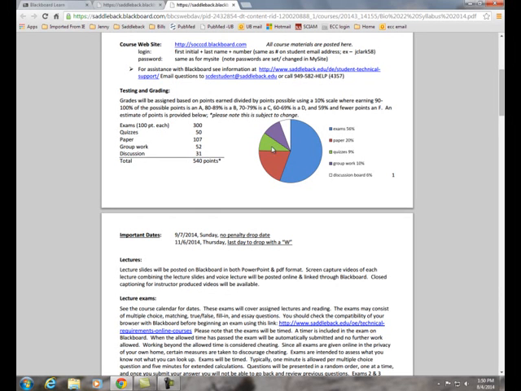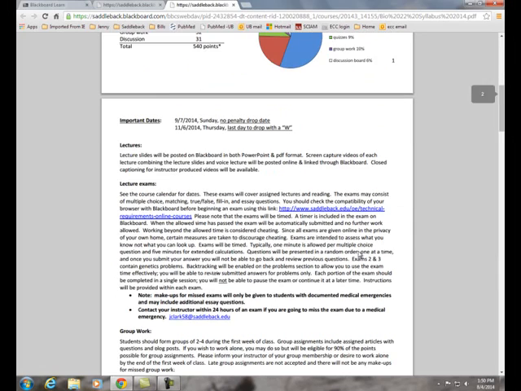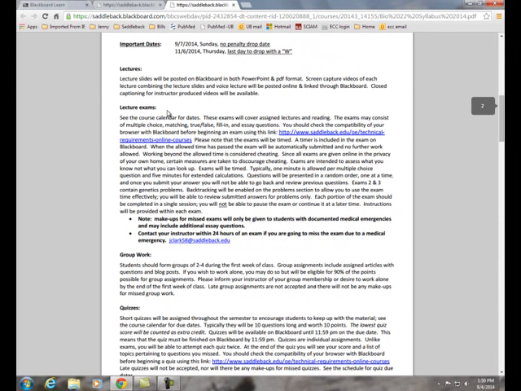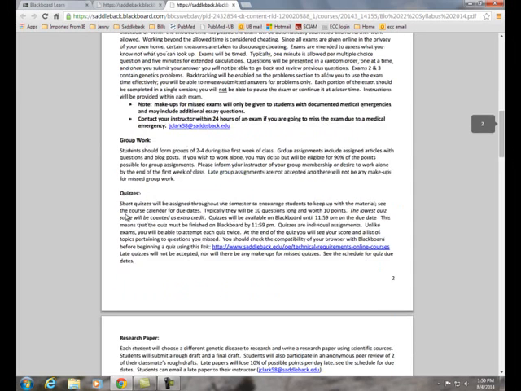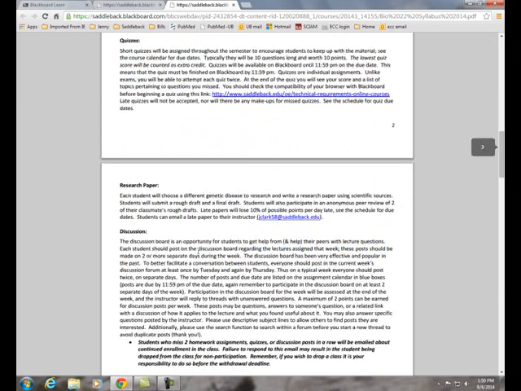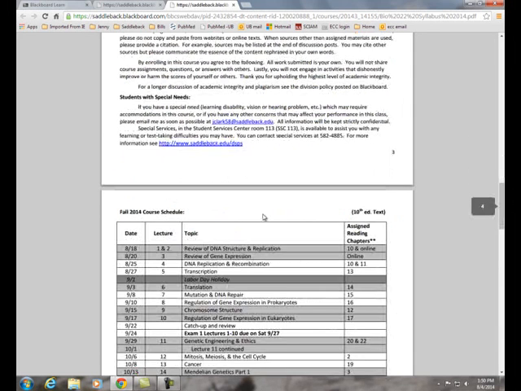And then you'll be writing a paper, and everything having to do with the paper will come to 20% of your grade. Okay. This is a summary talking about the lectures, talking about the exams, and my philosophy regarding online exams. Group work, quizzes, a little about the research paper and the discussion, etc.